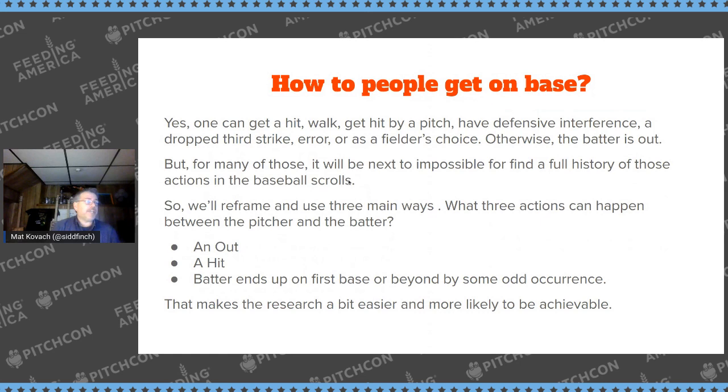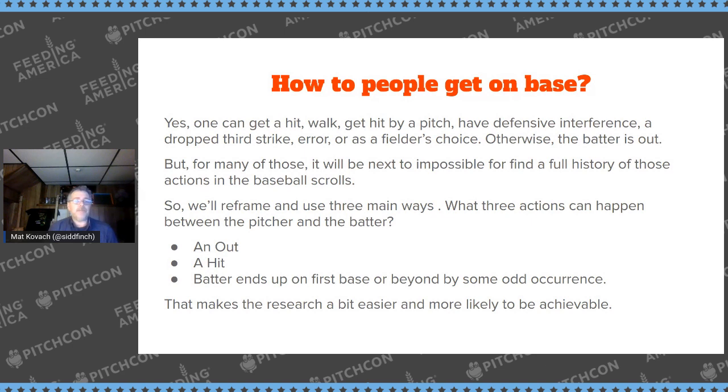So the first thing we have to do is look to see how people get on base. And there's that old story that there are 7 ways you can get on base. You can get a hit, you can walk, get hit by a pitch, have some sort of defensive interference, a dropped third strike, an error, or a fielder's choice. Otherwise, the batter is out. There are a couple of other ways, but those are the main 7, and some people have said that these 7 rules are what they taught their children. So we're going to use that as our example as we try to work into this model.